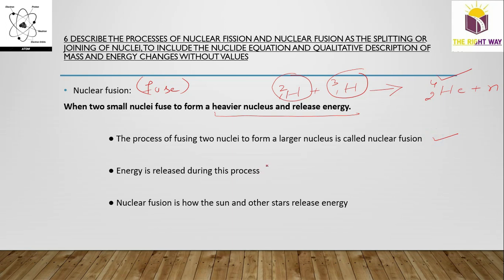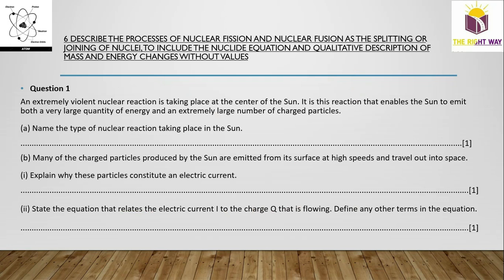Energy is released during this process, but to start this process, you have to give a large amount of energy. Okay, nuclear fusion reaction, where does this reaction occur? This reaction mostly occurs in the sun and other stars, which are releasing a high amount of energy.